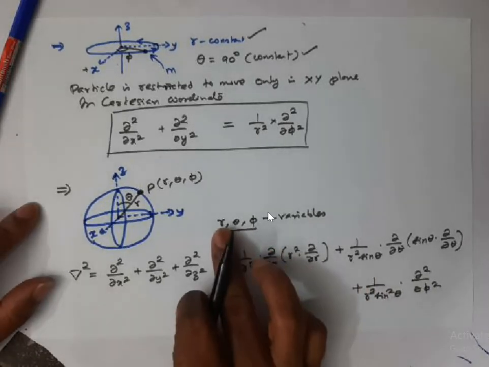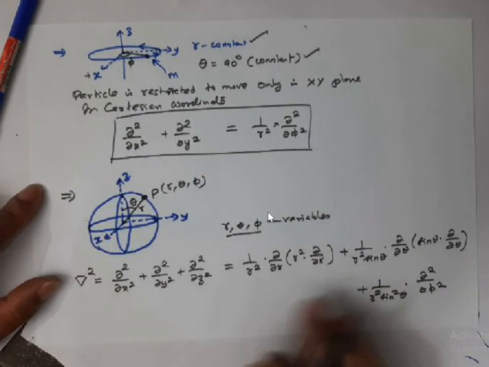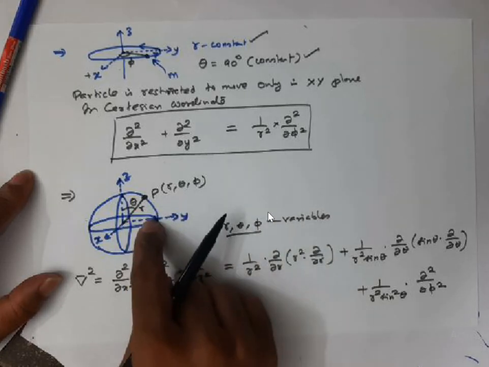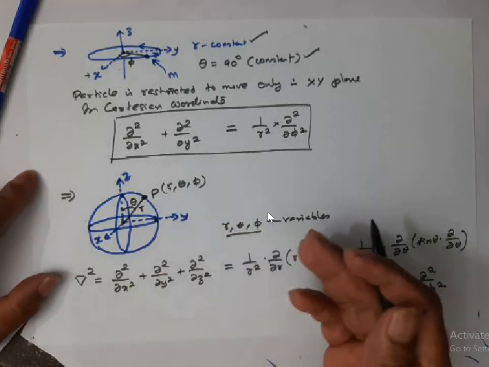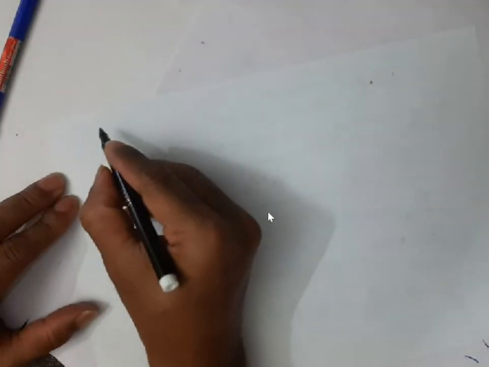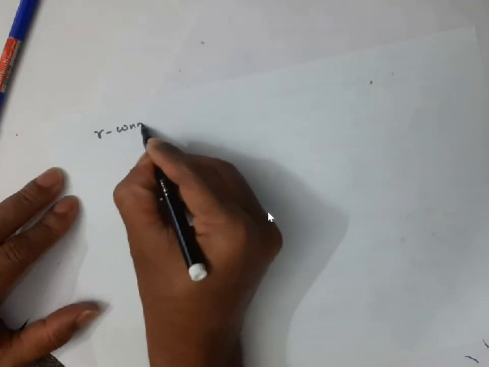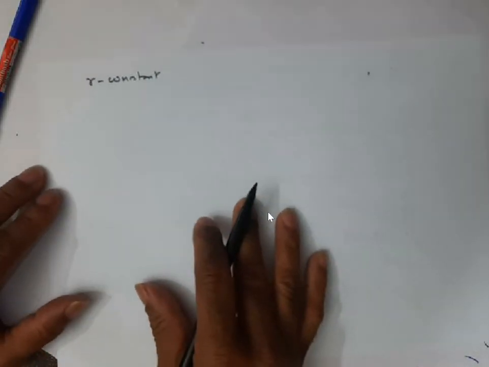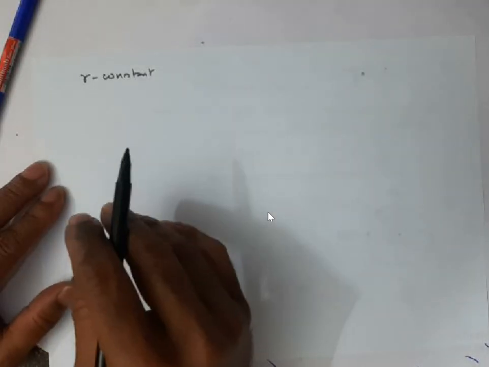Suppose I fix r as constant. If r is constant, then the wave function depends only on two variables, theta and phi.